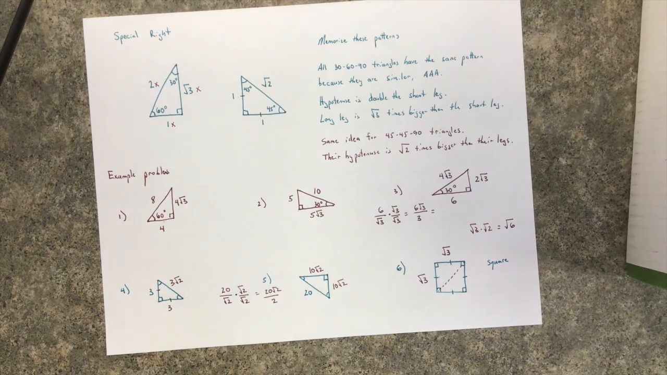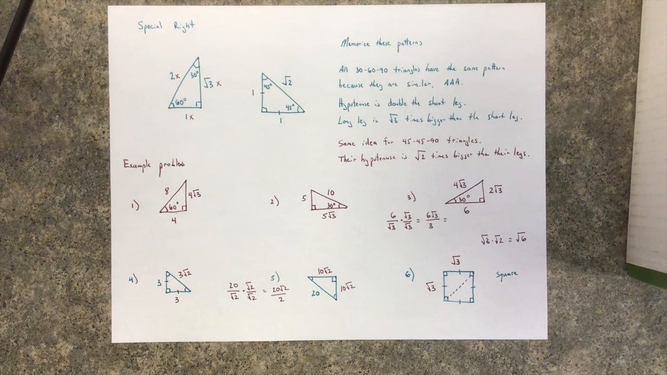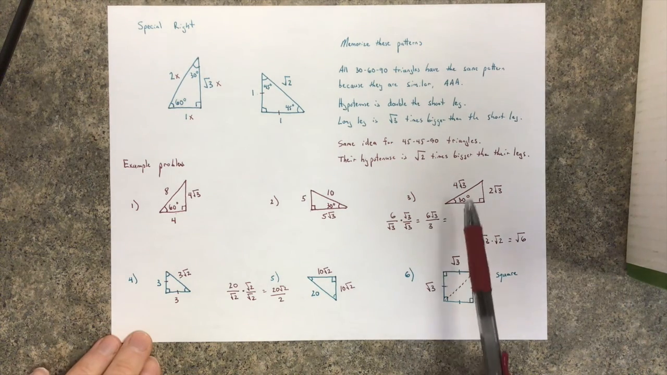You know, there are more examples we could do, but that kind of gives you the basics. Certainly we have two main patterns. We have a 30, 60, 90 pattern, and we have a 45, 45, 90 pattern. You got to memorize those, right? These are the two harder ones.